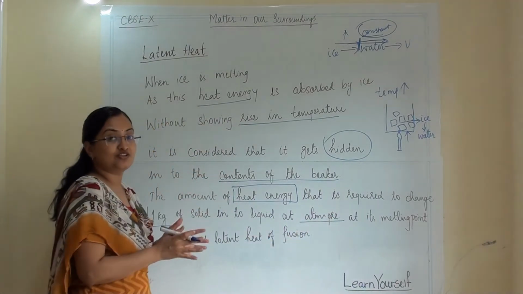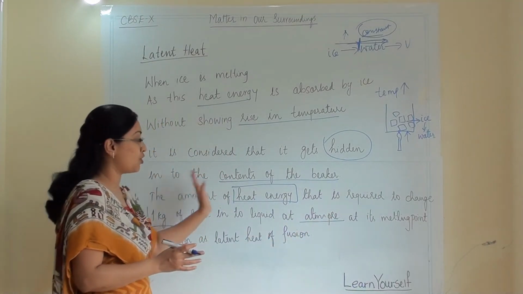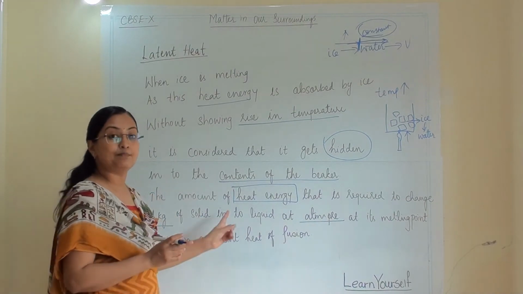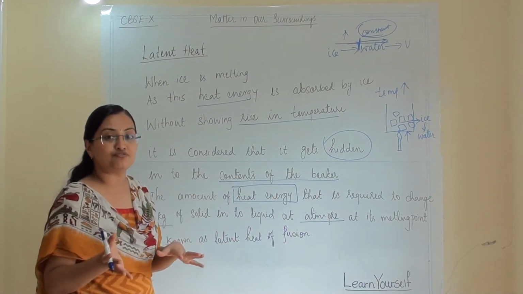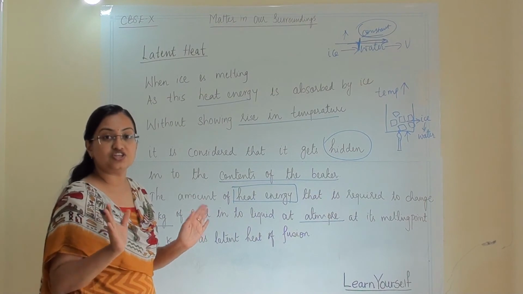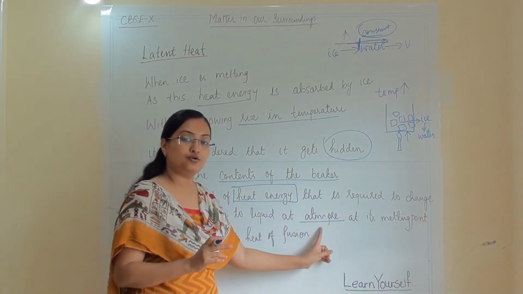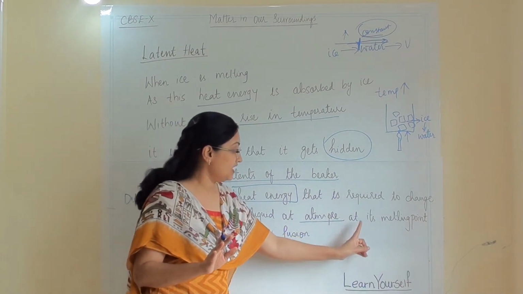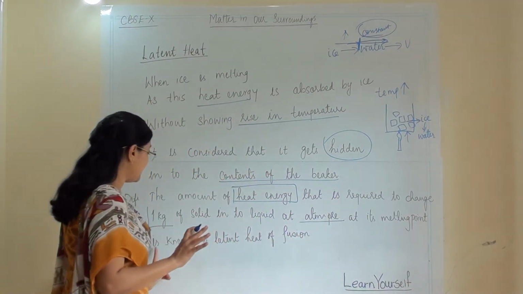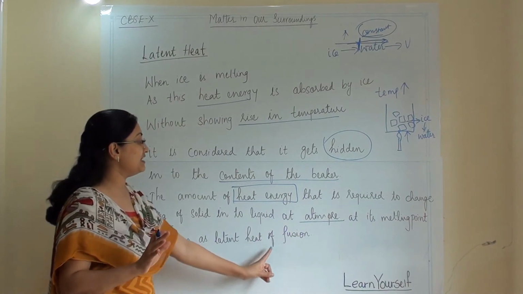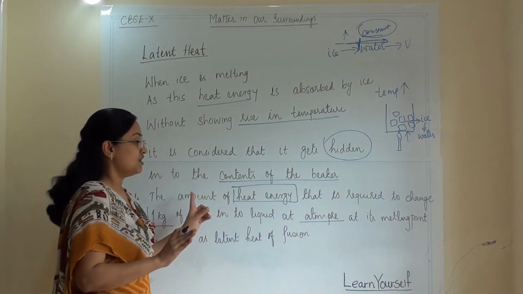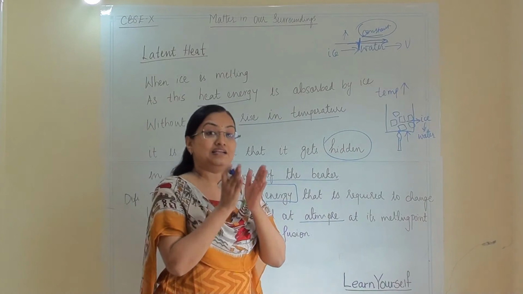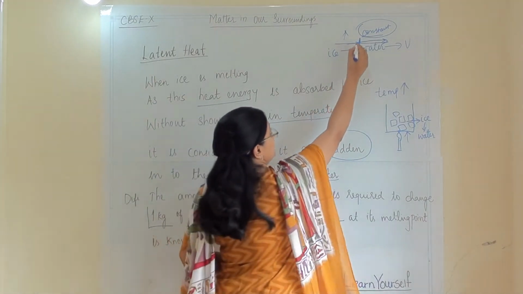Why do we have to mention atmospheric pressure? Because all this process is happening by changing the temperature. We are not changing the pressure. So that's why it is important to mention atmospheric pressure. At its melting point is known as latent heat of fusion.